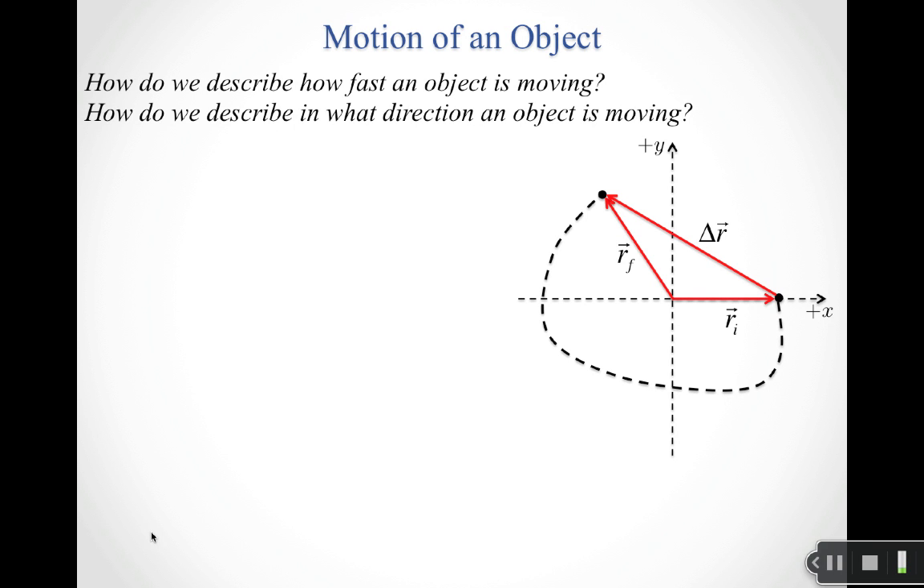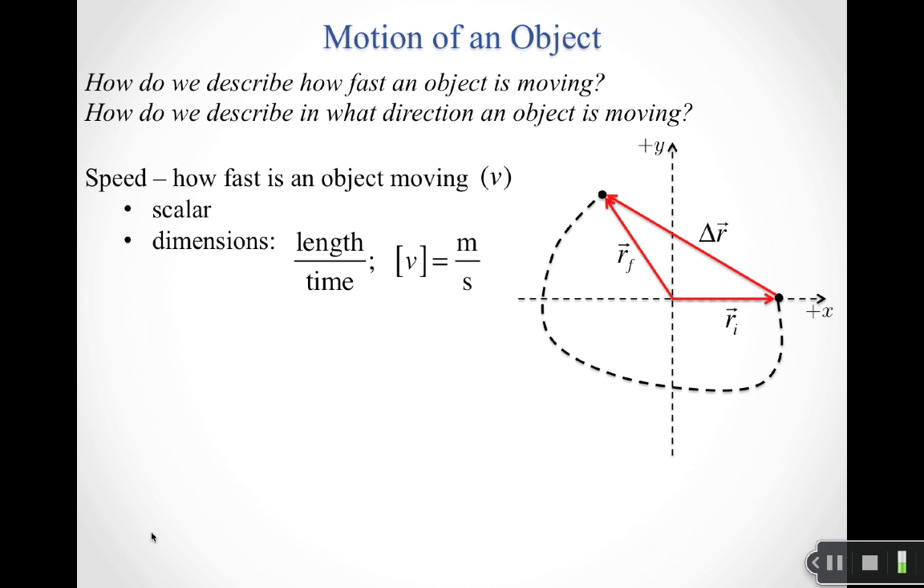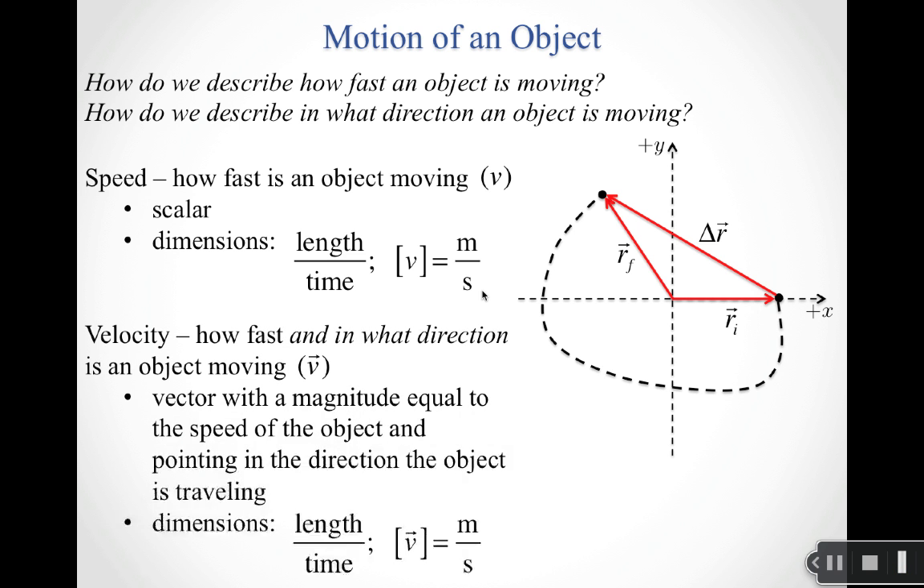Next question, or set of questions that we might ask, is how do we describe how fast an object is moving? And then how do we describe in what direction an object is moving? And again, here are two quantities that are fairly well related and often used interchangeably, but one of them is a scalar quantity and one of them is a vector quantity. So speed is how fast an object is moving. And again, speed is a scalar. It has dimensions of length per time. So the units we're going to use for speed will be meters per second. That's our SI unit for speed.